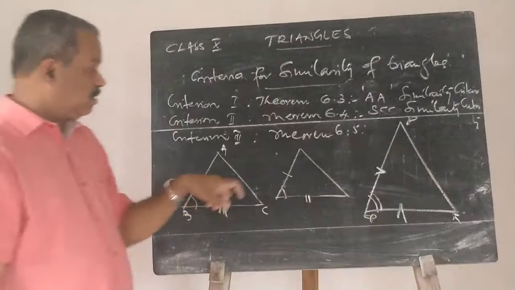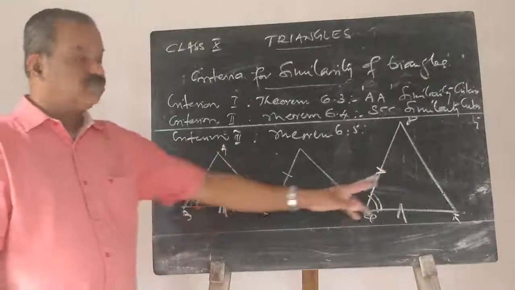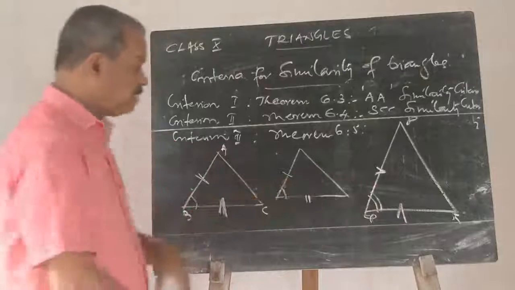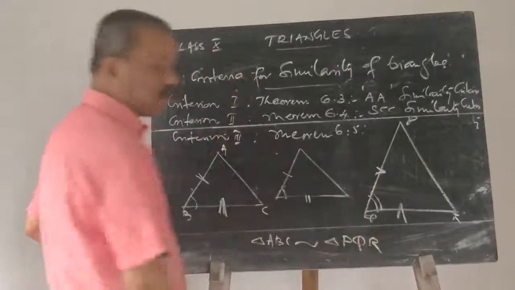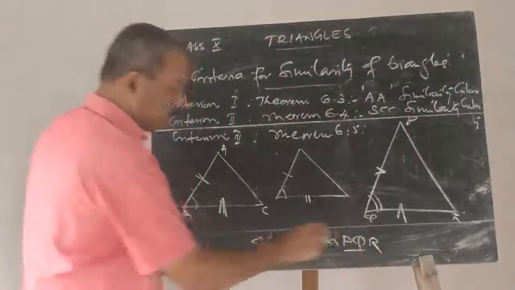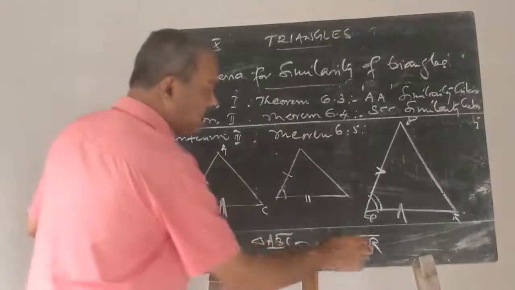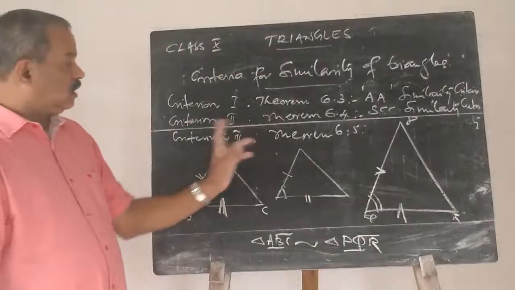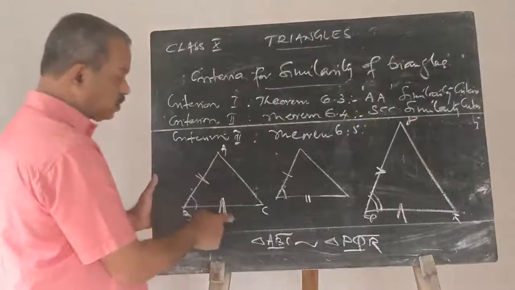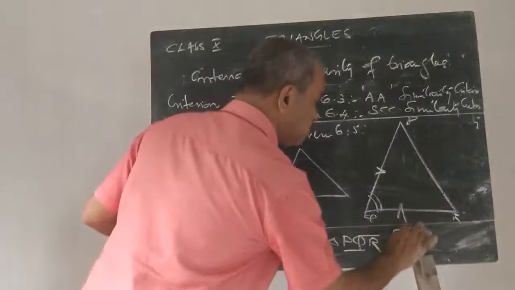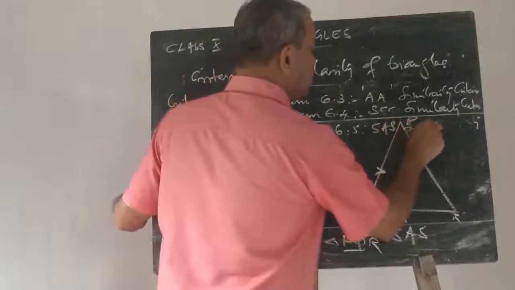Now what is the relation between triangle ABC and triangle PQR? Different size. In such a case we say that the two triangles are similar. That is, triangle ABC is similar to triangle PQR. Why? AB is proportional to PQ, BC is proportional to QR, and the included angle B is equal to angle Q. This is the third criterion for the similarity of two triangles. This is theorem 6.5: two sides and the included angle, SAS, side angle side. So this criterion is known as the SAS similarity criterion.